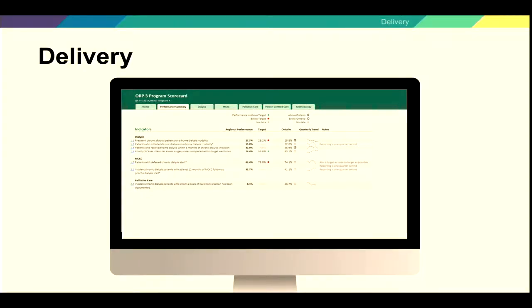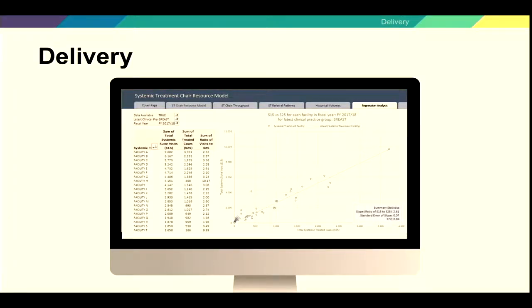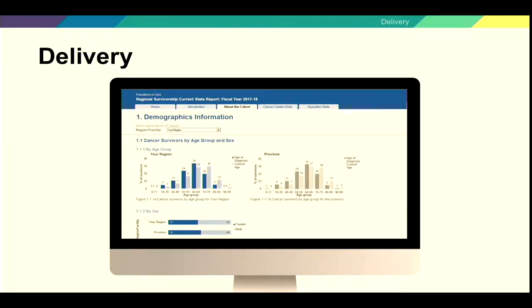This first one is a scorecard looking at renal care and how different renal programs are performing across the province. And you can see at the top there's a standard navigation bar to structure and organize the information. This second one is a systemic treatment resource model for cancer. And again, different visual content within the document, but the organization at the top is somewhat standardized. This third one is a current state report looking at the demographics of cancer survivors. And so for each of these, you can see very different visual displays, yet use a very similar design for their delivery to help audiences more easily find and focus on the information.